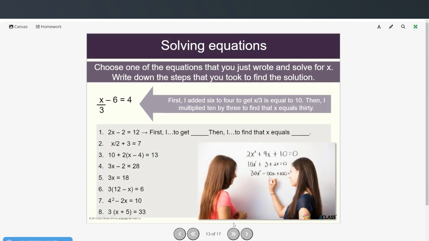Alright, so now choose one of the equations that you just wrote and solve for x, and then write down the steps that you use to find the solution. So you can choose any of these and solve it, and then write down the steps that you took.